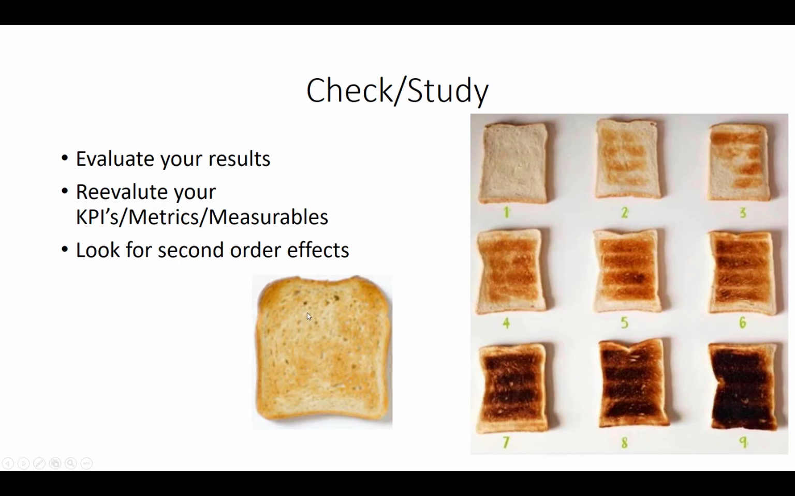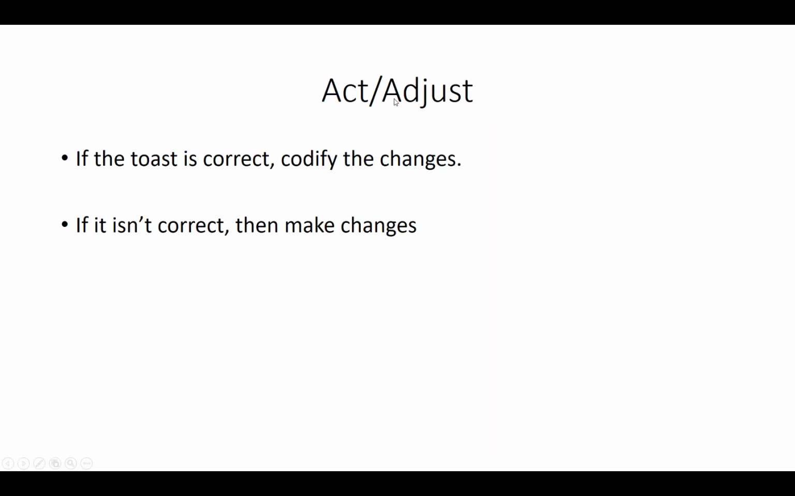So we're going to look for our second order effects. Maybe the roommates are angry. Okay, we need to address that. We need to figure out what to do. Okay, so act or adjust. If the toast is correct, we're going to codify those changes. We're going to create our SOPs. We're going to ensure that we can have continued success. If it isn't correct, make changes.